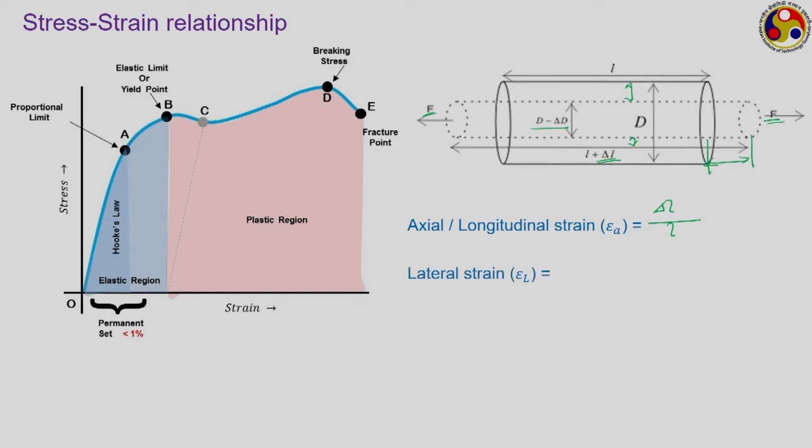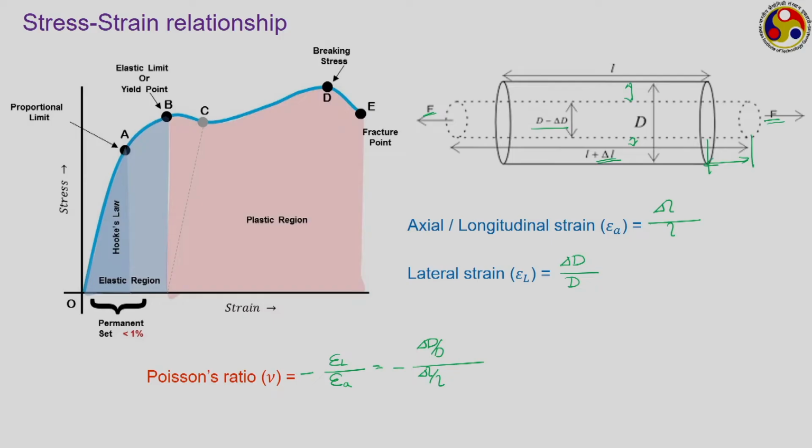That gives you the lateral strain, that is, the strain which acts in a direction perpendicular to the direction of the force application. Epsilon L can be defined the same way, that is, the change in length in that particular direction, delta d, divided by the original length in that direction, d. The ratio of these two is given by the very famous number, the Poisson's ratio, which is defined as minus of the lateral strain to the axial or longitudinal strain, that is, minus of delta d upon d divided by delta L upon L.